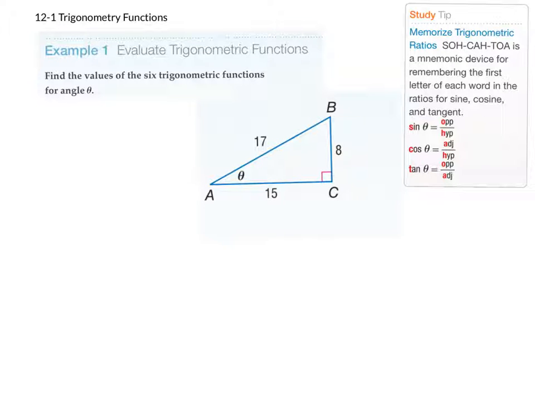Today we're going to do trig functions, but even though the instructions say we're going to do 6, we're not. We're only going to do the 3, and the 3 we're going to do are sine, cosine, tangent. And often the order is remembered through what's called SOH CAH TOA. So we're going to go through this.